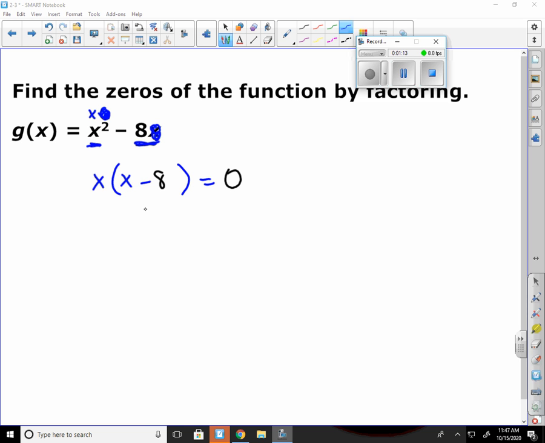Even though I don't have two sets of parentheses to break up for the zero product property, I do have two things multiplied by each other equal to 0. So that tells me at least one of those equals 0. So I set them both equal to 0. The first one is easy now. It's x equals 0. The second one, x minus 8 equals 0. I still have to solve. Add the 8 across, and I get x equals 8.